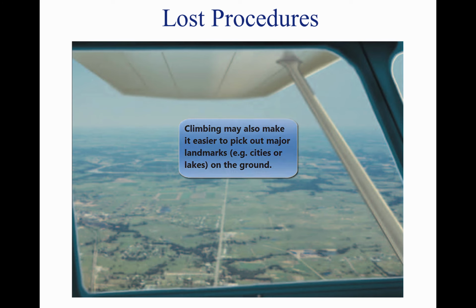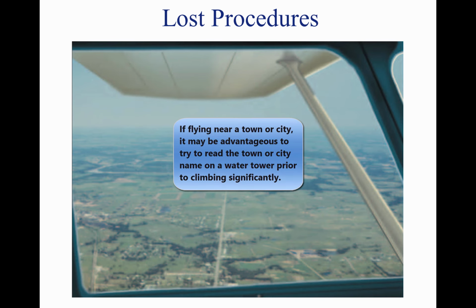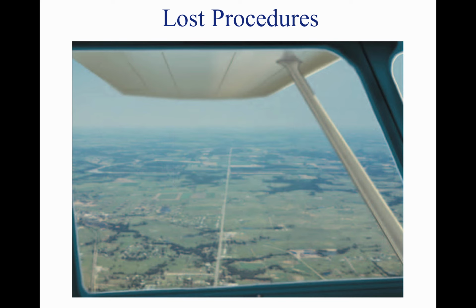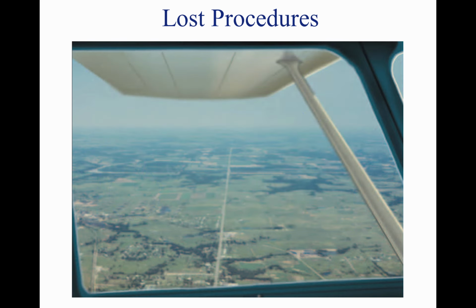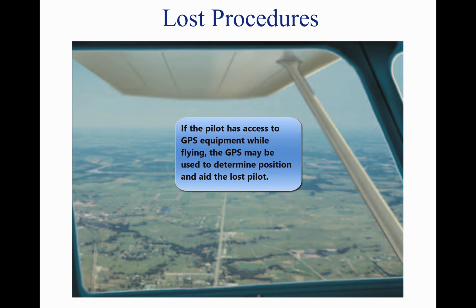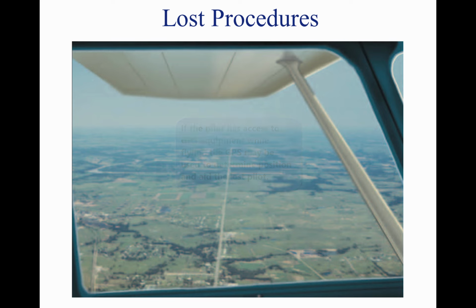If flying near a town or city, it might be possible to read the name of the town on a water tower. If the aircraft has a navigational radio, such as a VOR or ADF receiver, it can be possible to determine position by plotting an azimuth from 2 or more navigational facilities. If GPS is installed, or a pilot has a portable aviation GPS on board, it can be used to determine the position and the location of the nearest airport.